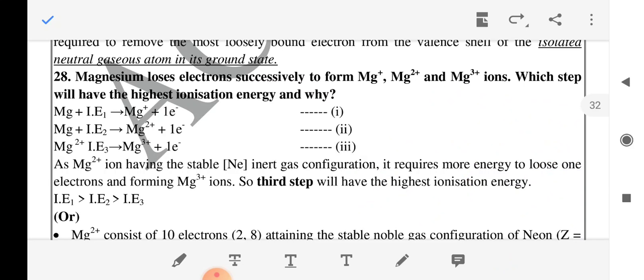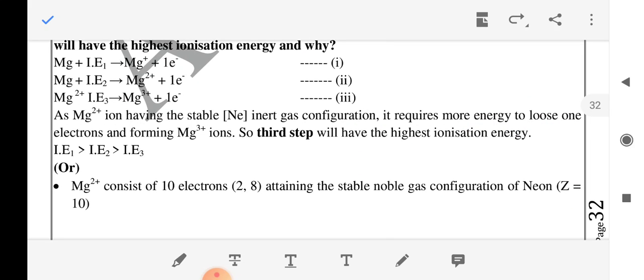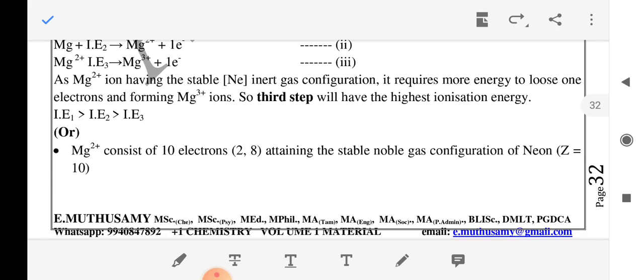So the third step will have the highest ionization energy. Mg2+ consists of 10 electrons, 2, 8, attaining the stable configuration of neon. So Z equals 10.